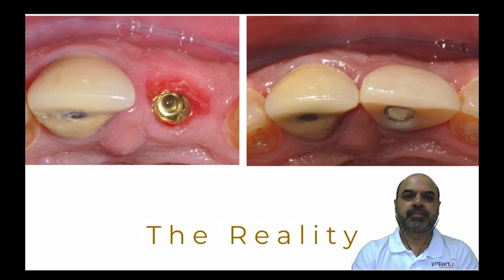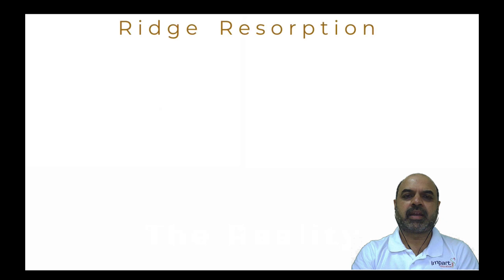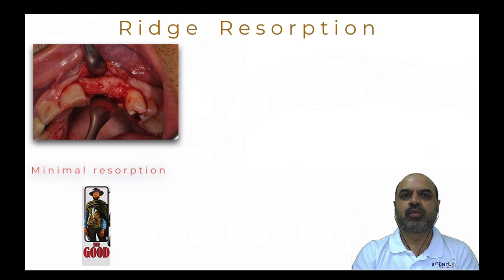Now, alveolar ridge resorption, as you would understand, happens post-extraction. So, from the day the tooth gets extracted, there is going to be some amount of resorption that occurs. Now, if one is lucky, you might have resorption which is minimal. And we see this from time to time where there is a really healthy, robust ridge in spite of the patient not replacing these teeth for even a decade or more.